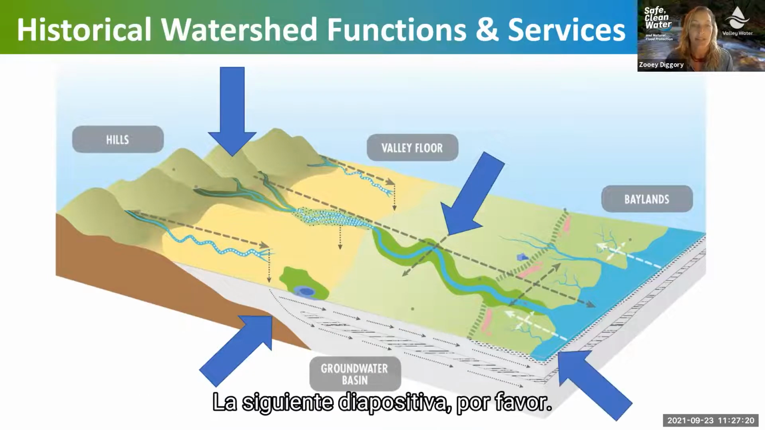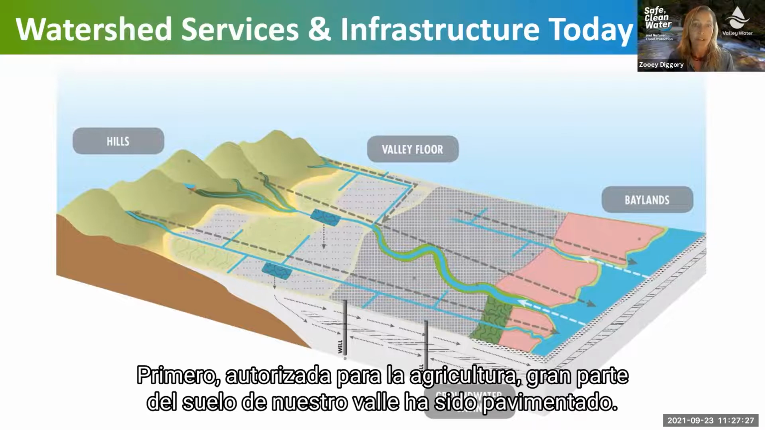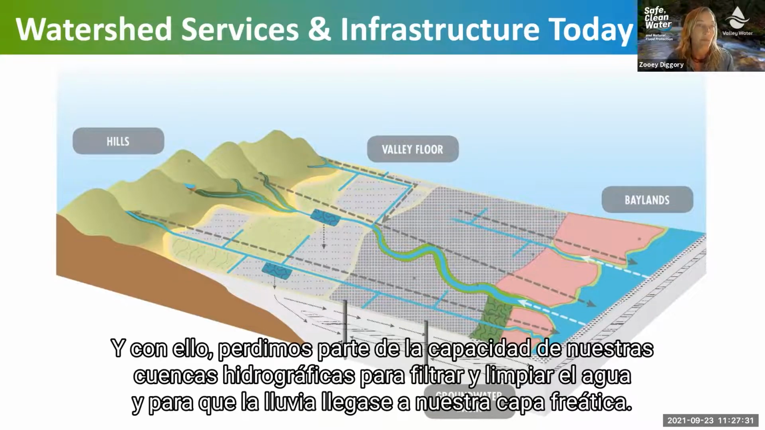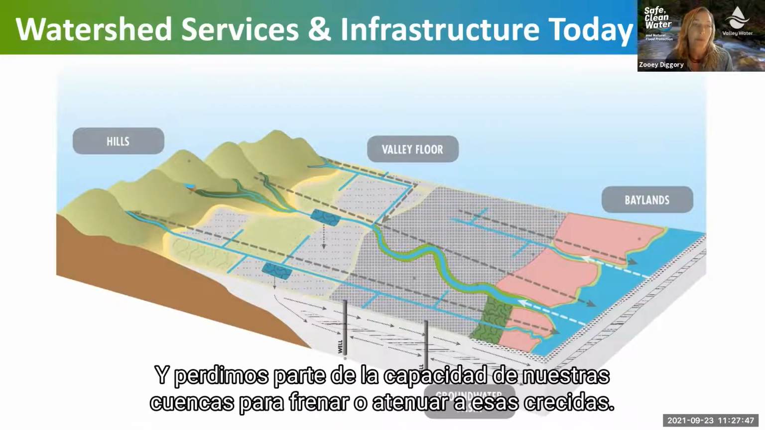They could withstand and recover from droughts and from floods. Next slide, please. As you might imagine, our watershed has been significantly changed. First cleared for agriculture, much of our valley floor has been paved. And with it, we lost some of our watershed's ability to filter and clean the water and for rainfall to make it into our groundwater table. Ditches were dug, creeks were straightened, and levees were built to control how water moved across the landscape.